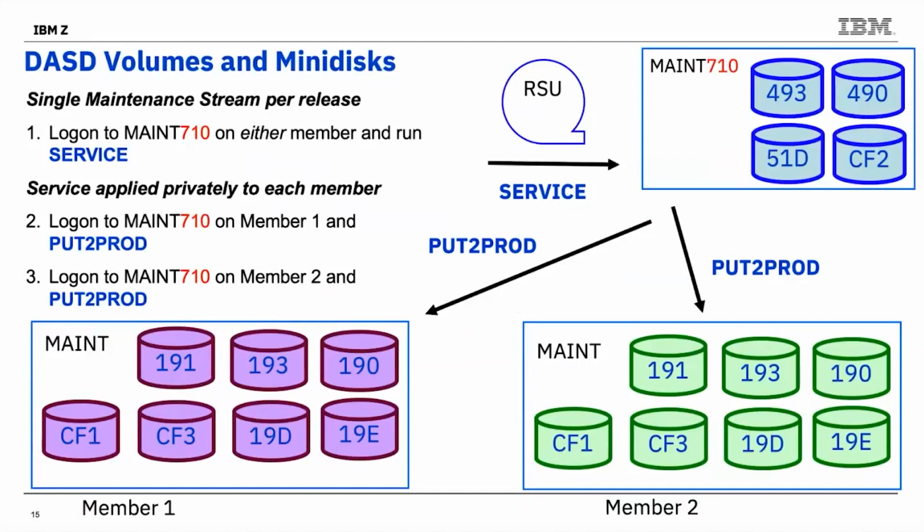First, we log on to, in this case, MAINT710 on any member, and then we run the service command to install whatever RSU or core that we're looking to apply. Then we will log on to the MAINT710 ID on the specific member where we want the service applied. We'll issue PUT2PROD, which will push the service changes to the appropriate production disks for that member. Right? And so this lets us manage each of the individual members through kind of one maintenance stream. And so that's why we call it the single maintenance stream.